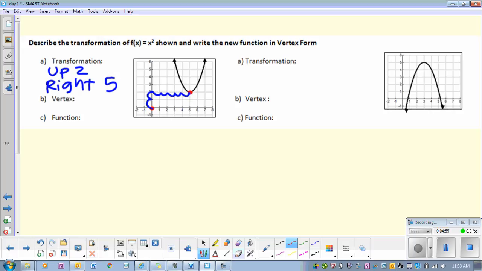All right. What is the vertex here for this graph? 5, 2. And we need to put this in vertex form.